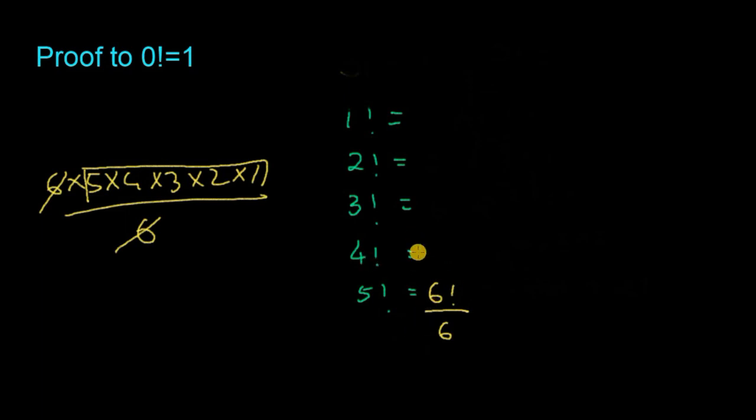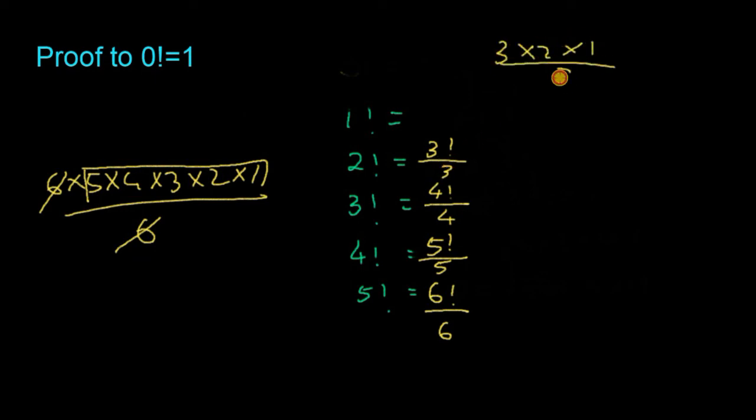So that's what I have done here. You can write 4 factorial as 5 factorial divided by 5, or you can write 3 factorial as 4 factorial divided by 4. 2 factorial, you can write it as 3 factorial divided by 3. So it's 3 into 2 into 1 divided by 3. 3 is cancelled, and what is left is 2 factorial. You can write 1 factorial as 2 factorial divided by 2. So if you follow the same pattern, what you get at the end is 0 factorial.